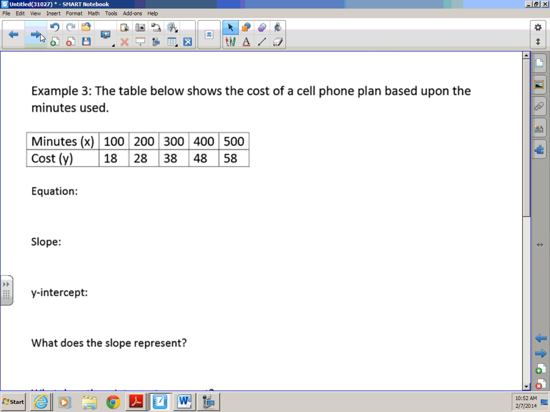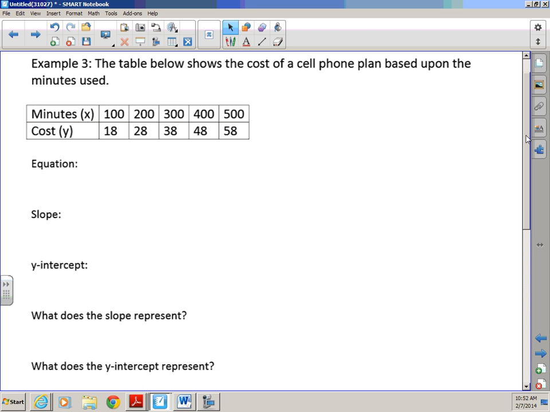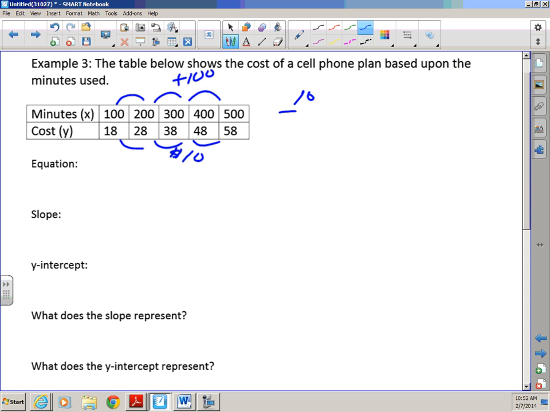All right, here is a table for a cell phone plan. So what's my equation for this? Well, as you can see, the minutes go up by 100. The cost goes up by $10. So that's 10 over 100. Since we're dealing with money, we want to write it in decimal form. So y equals 0.10x. Now, y-intercept.